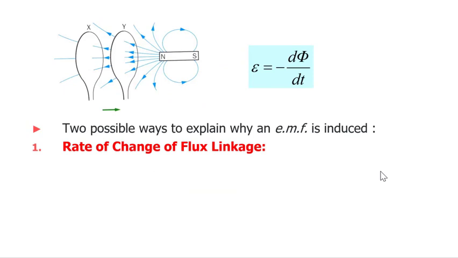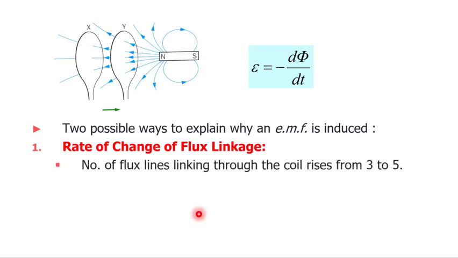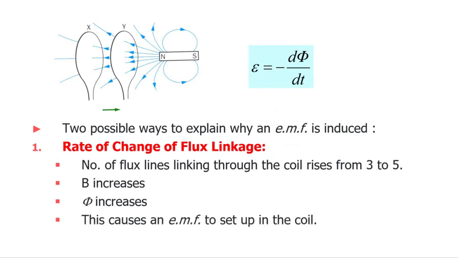Let us look at the first method of explaining why EMF is induced, using rate of change of flux linkage. When the coil moves from X to Y, we see in the picture that the number of flux lines through the coil rises from 3 to 5. We also see that for the same area, since the number of flux lines increases, the magnetic flux density increases. Hence, we can deduce that the flux linkage of the coil increases, and by Faraday's law, which states that the EMF induced is proportional to the rate of change of flux linkage, an EMF will be set up in the coil.